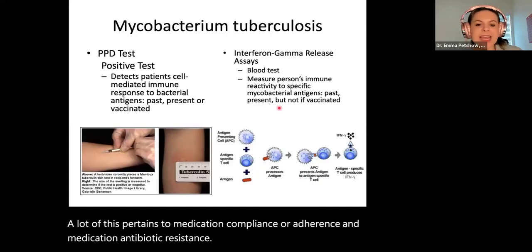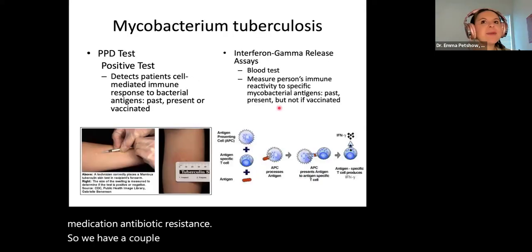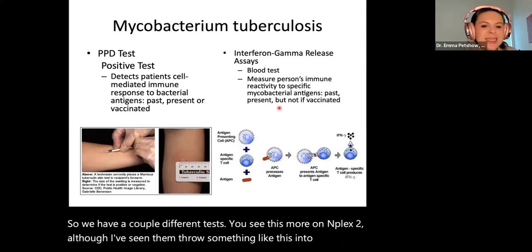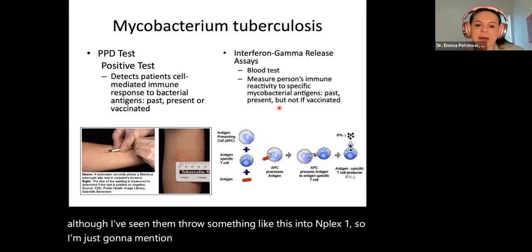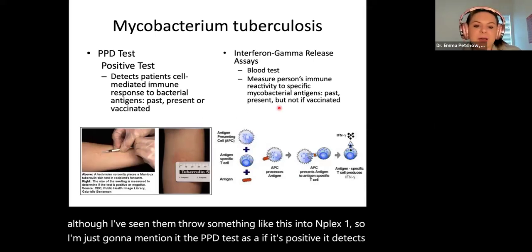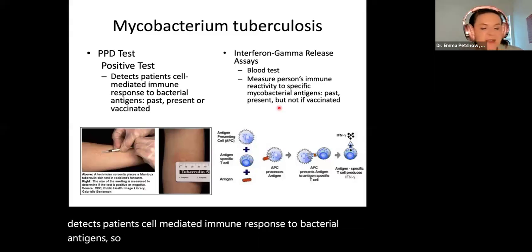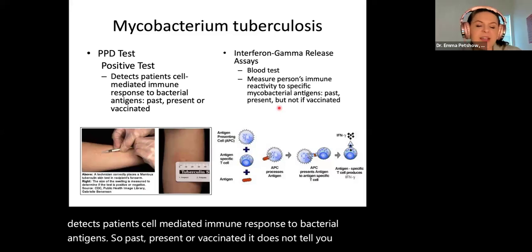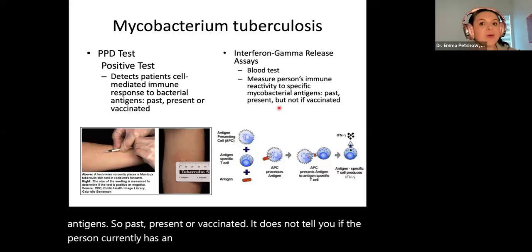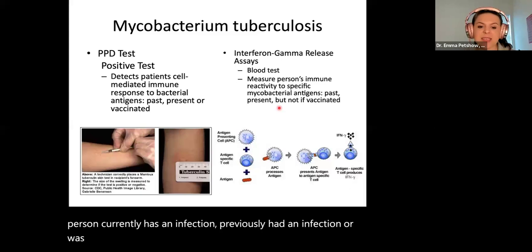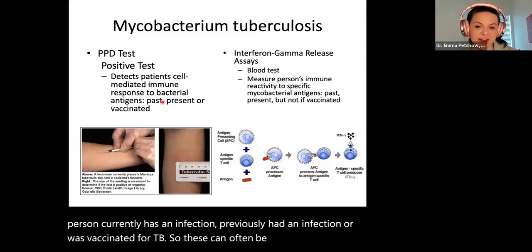So we have a couple different tests. You see this more on NPLEX II, although I've seen them throw something like this into NPLEX I, so I'm just going to mention it. The PPD test, if it's positive, it detects patient cell-mediated immune response to bacterial antigens. So past, present, or vaccinated. It does not tell you if the person currently has an infection, previously had an infection, or was vaccinated for TB. So these can often be inaccurate if a patient has had one of these other scenarios.